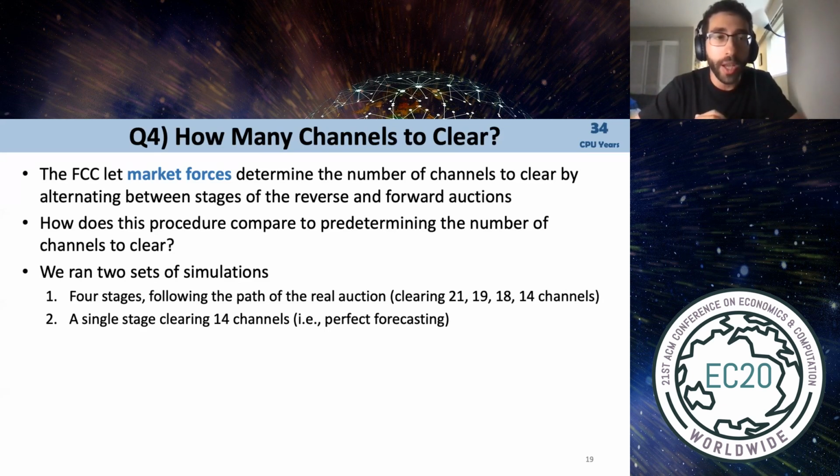We wanted to understand, how did this clearing procedure compare to predetermining the number of channels to clear? And to figure that out, we ran 2 sets of simulations. The first set followed the path of the real auction, first trying to clear 21, then 19, then 18, then 14 channels. And the second set of simulations ran only a single stage, clearing 14 channels, equivalent to perfectly forecasting demand.